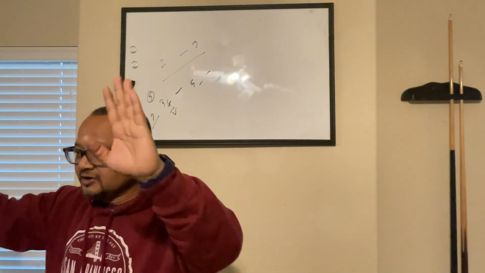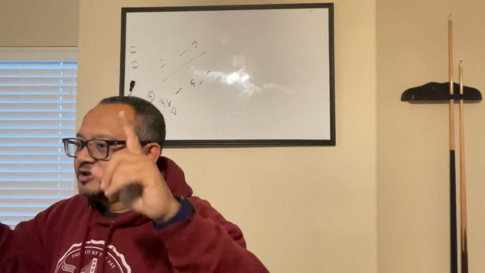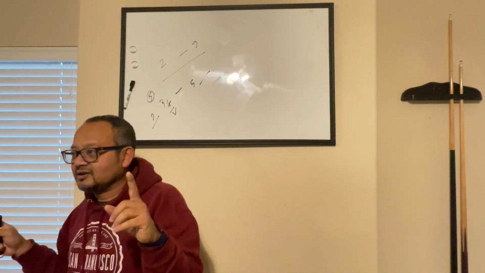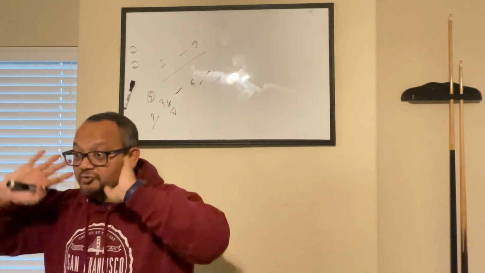13 1 is 13. 13 ones are 13. 13 2 is 26. 13 twos are 26. 13 3 is 39. 13 threes are 39. 13 4 is 52. 13 fours are 52. Say it loud and clear.